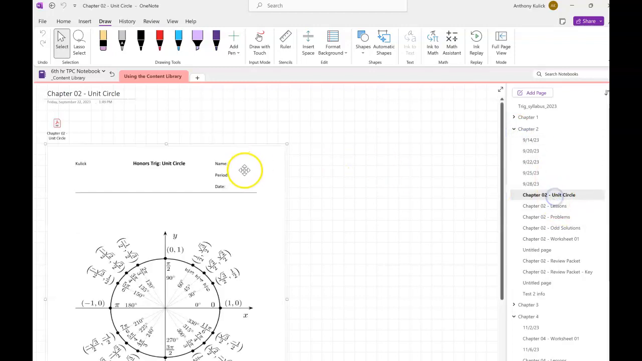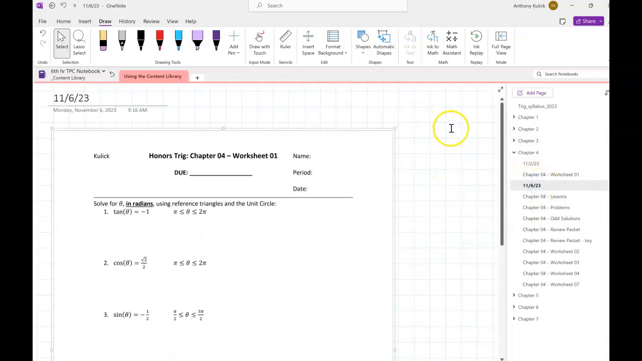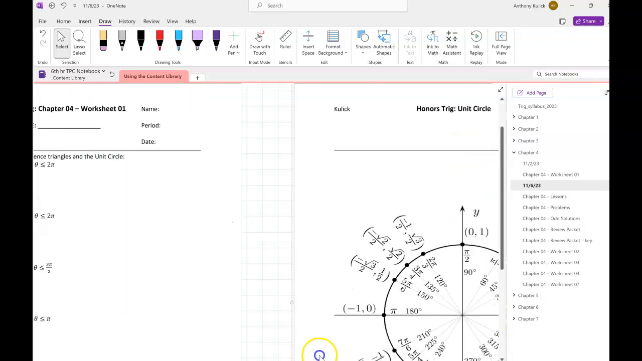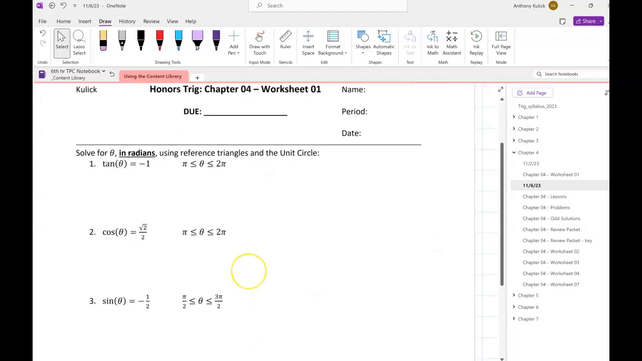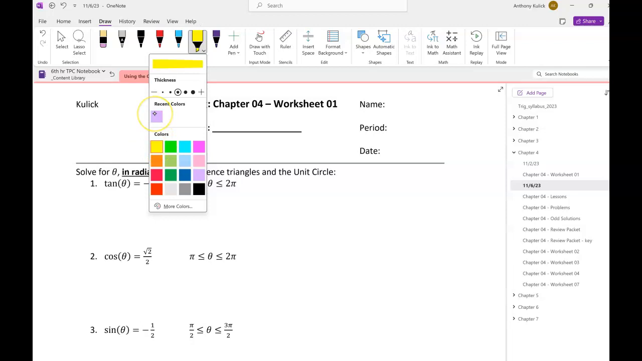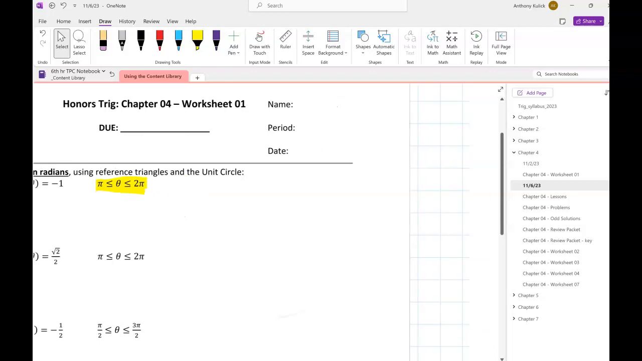So let me grab one of these guys because this is just all about reading the unit circle. All right. So first thing I'm going to want to do is go to my interval and identify which quadrants are covered by the interval from pi to 2 pi.